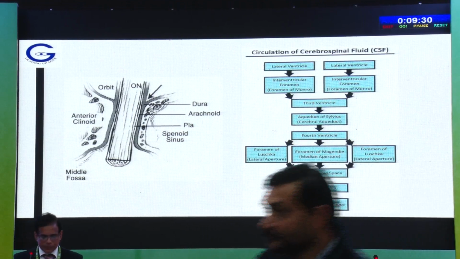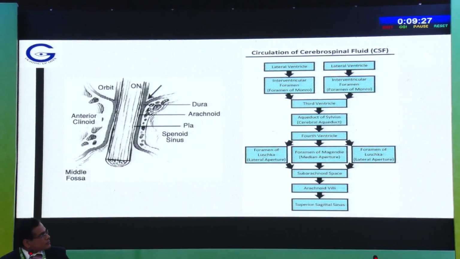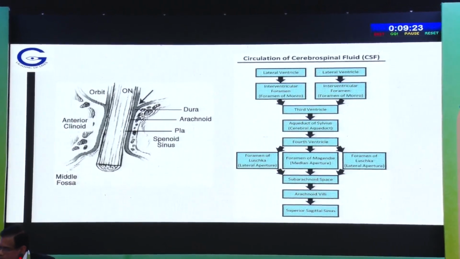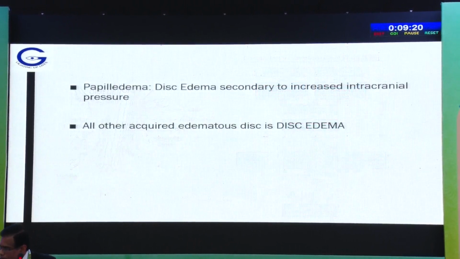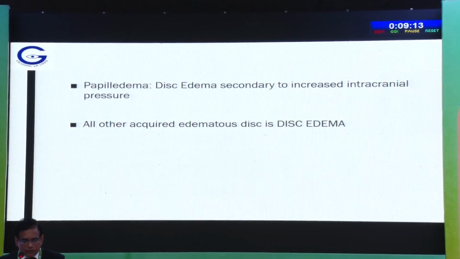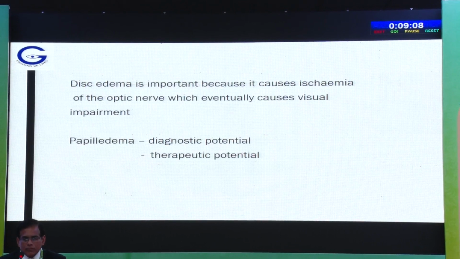Optic nerve meninges is continuous with the brain meninges, so any increase in intracranial pressure will be transmitted onto the optic nerve head, causing disc swelling. Two terminologies are important. Papilledema is disc edema secondary to increased intracranial pressure, and all other acquired edematous discs are disc edema. Disc edema is important because it causes ischemia of the optic nerve, which eventually causes visual impairment. And papilledema has a diagnostic as well as therapeutic potential.